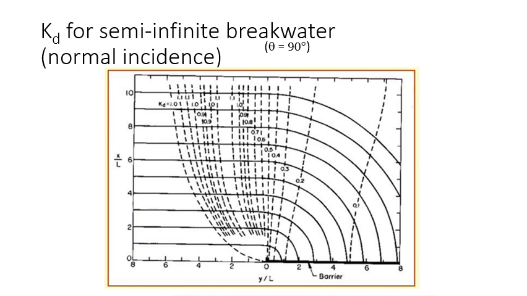This chart here, meanwhile, also allows us to determine the KD value graphically, but it's limited only to normal incidence, which means that theta equals 90 degrees. If we look at this chart, the barrier is located here, so that we have Y over L, which is the direction laterally along the wavefront, and the wavefront is approaching this barrier at normal incidence.